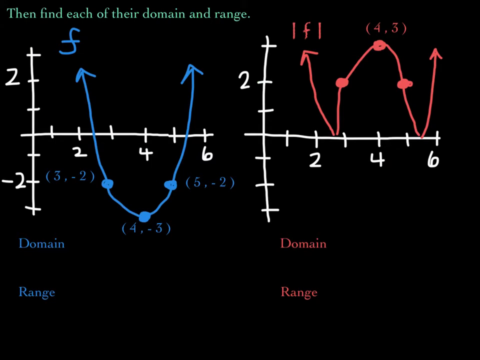Now, the domain for both functions is all real numbers. We know this because you can look at the graph and hopefully see that both graphs extend indefinitely in both directions. So they go forever to the left, forever to the right. These graphs are getting wider and wider and wider. So is this one, going forever to the left and forever to the right.